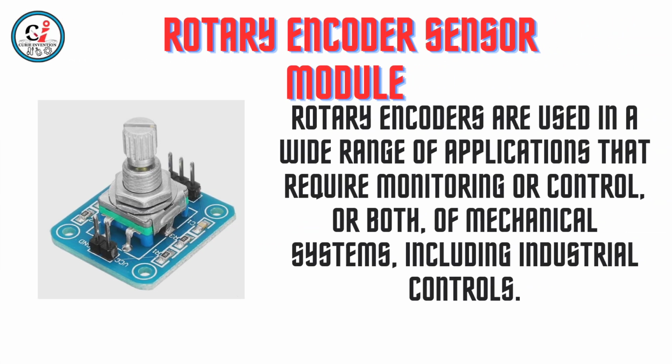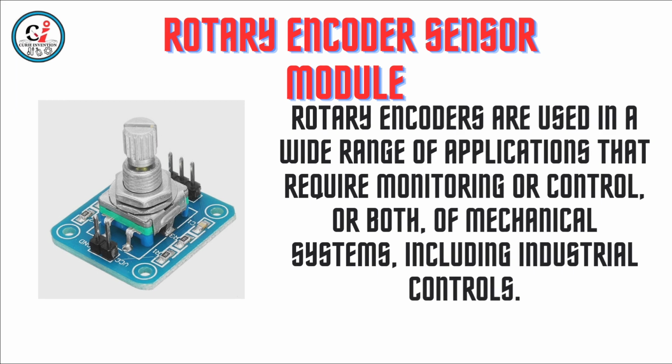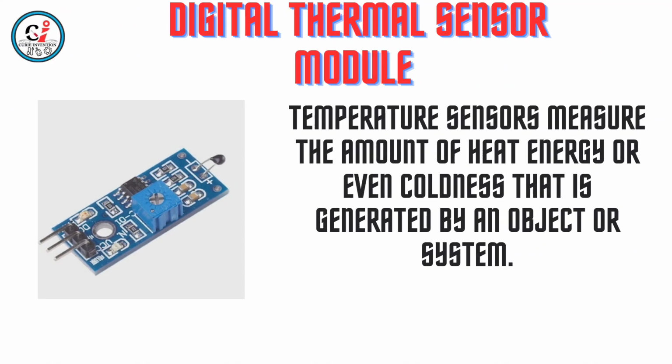Rotary Encoder Sensor Module. Rotary encoders are used in a wide range of applications that require monitoring or control, or both, of mechanical systems, including industrial controls. Digital Thermal Sensor Module. Temperature sensors measure the amount of heat energy or even coldness that is generated by an object or system.